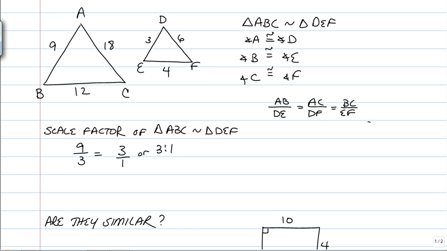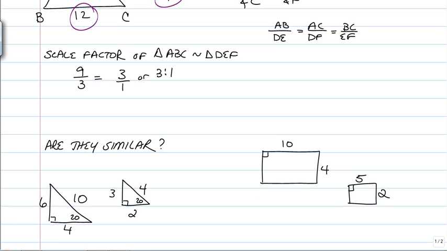So the next thing that you need to learn about those is called the scale factor, which is basically their similarity ratio. So a scale factor of ABC to DEF, so that means this side goes first. Basically, all you have to do is take some matching pieces. So 12/4 is going to reduce to 3/1. 9/3 is going to reduce to 3/1. And same thing with 18 and 6. So the scale factor is known as 3/1 or 3:1. Okay, that is your scale factor.